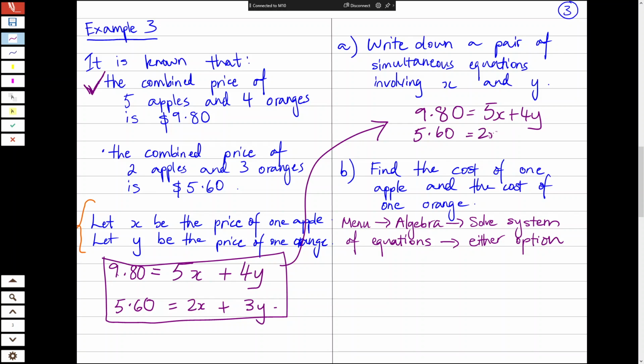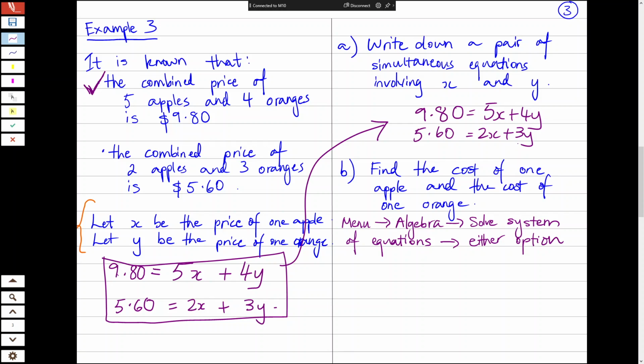So remember, year 11s, simultaneous means at the same time. So if I ask you to solve simultaneous equations, you're going to need more than one equation. If you just gave me the first equation, you won't be able to complete the question. So you're going to need two.